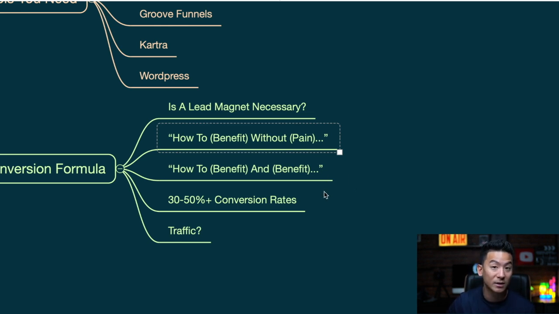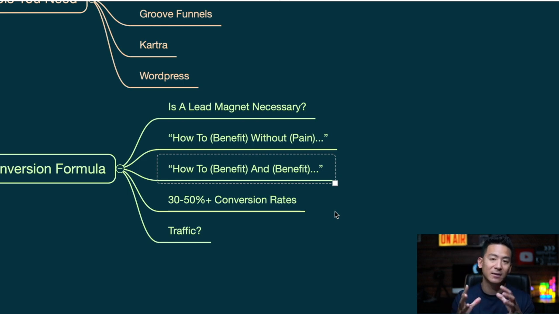So a title that would work the best is how to create a benefit to their problem, all right, without having to experience the pain. And I'll show you a real life example of this in a second, all right? Another title that you can use is how to get a benefit and a benefit, right? So you're stacking the benefit, right?